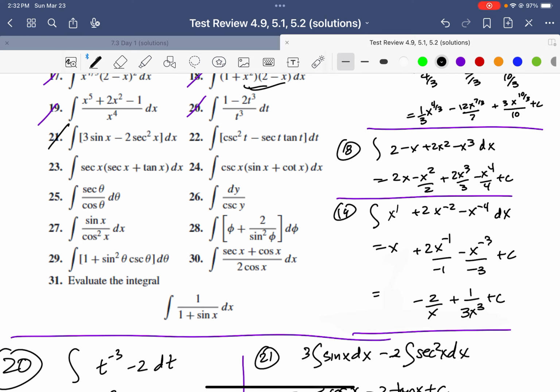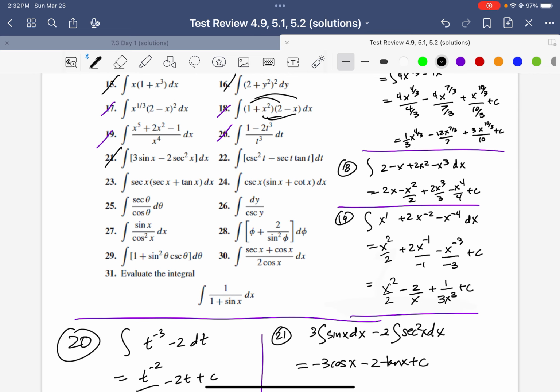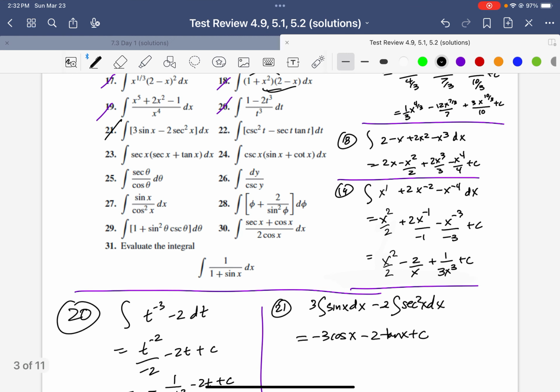Take the antiderivative, you get x squared over 2. The second one should give me x to the negative second. That's correct. Next one should give me negative. Yep. So that's x squared over 2. So there's 19. Let's see, for 20, again, same deal.